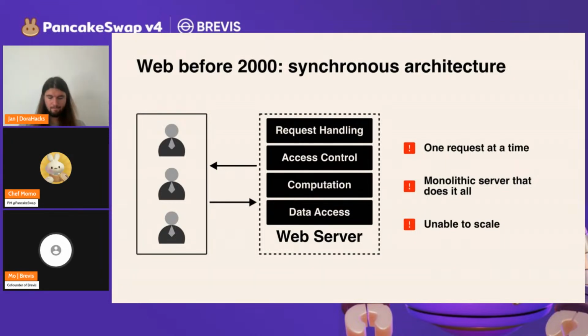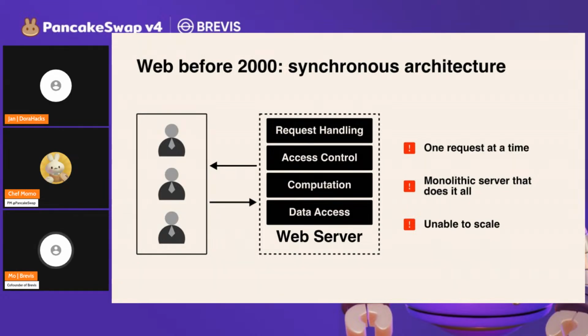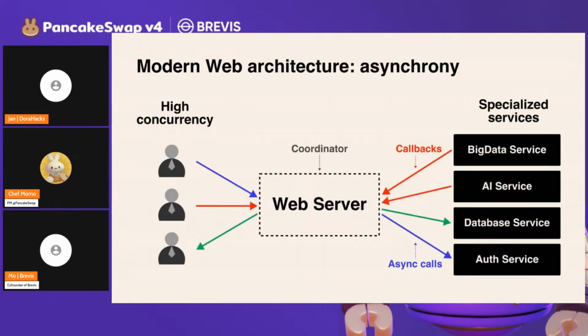So the web before 2000 was actually built on a synchronous architecture, where you have a web server that is just handling everything, and every request is processed one at a time. It was a monolithic server that does everything. It was very clear back then that the monolithic server doesn't really scale, because now we have a lot of users trying to query the same thing from the same server, and oftentimes the web server just crashes. And how we solved this challenge in the entire web industry or internet industry back in the early 2000s was to introduce a modern architecture based on asynchrony and modular design, right?